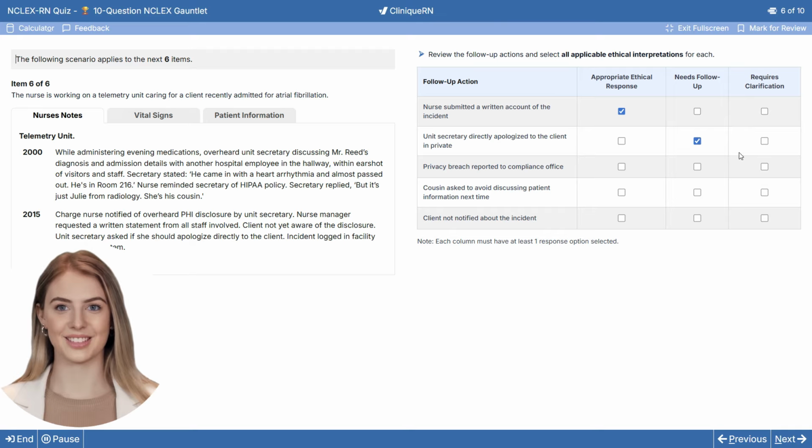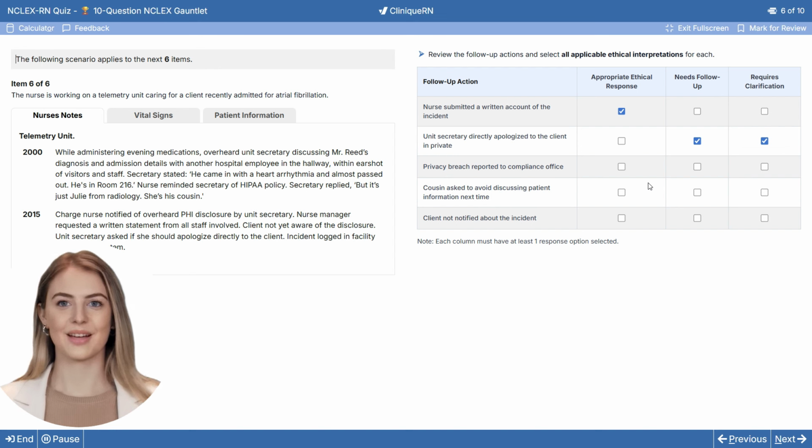The correct answer needs follow-up and requires clarification. Rationale: while it might seem like the right thing emotionally, it's not appropriate legally. Unauthorized staff shouldn't approach clients about breaches. That can confirm details and increase liability. Any client communication must go through the compliance office or privacy officer.